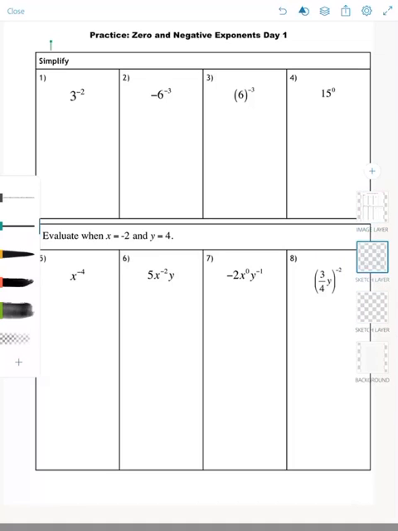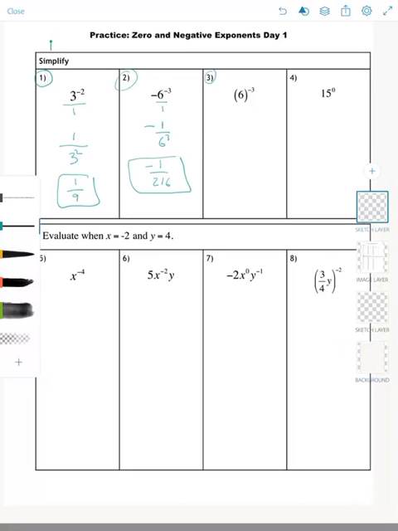Uh-oh, press something, lost all the work. What happened? There it is. So back to number 3.